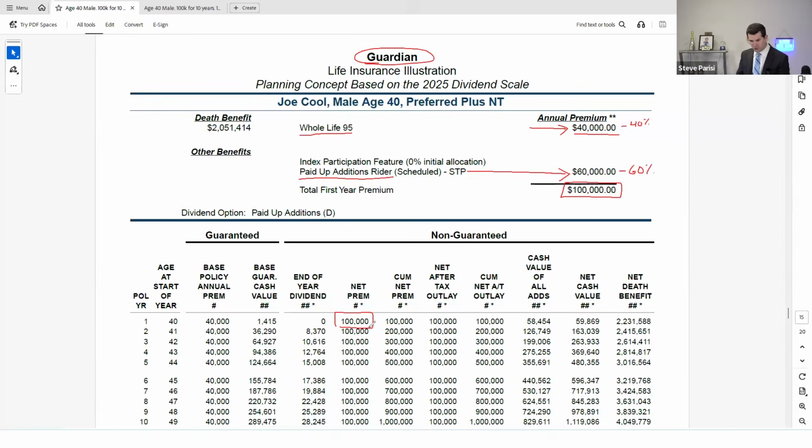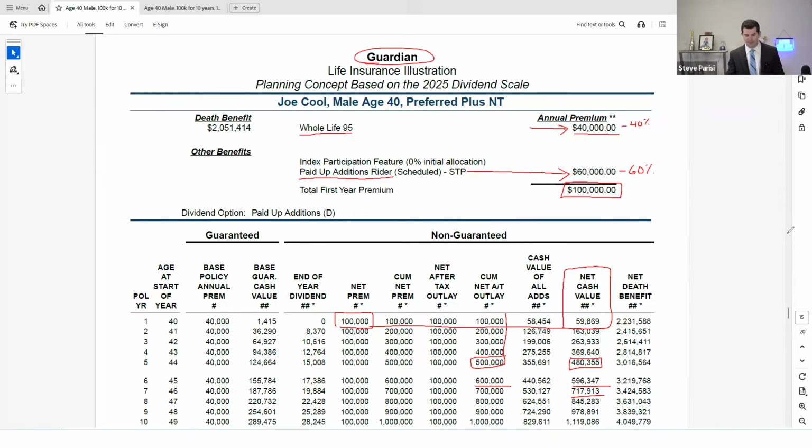As a result, what is your first year cash value? Just about 60%, the $60,000. Now, as you continue to pay that premium, you can see how much you paid total. So by the 5th year, you paid in 500, you have 480. The 6th year, you've paid in 600, you've got 596. By year 7, you're positive.